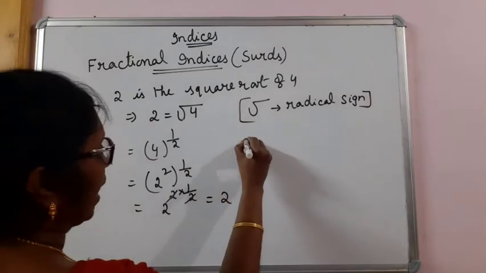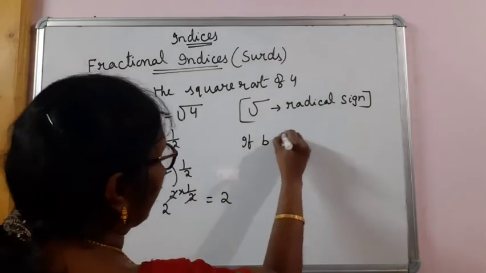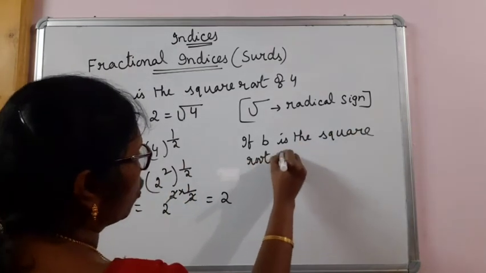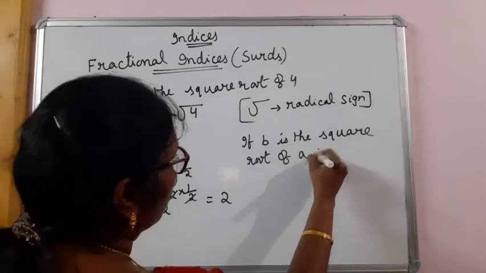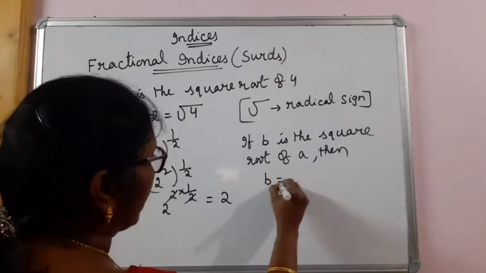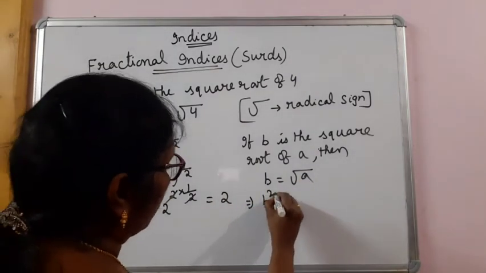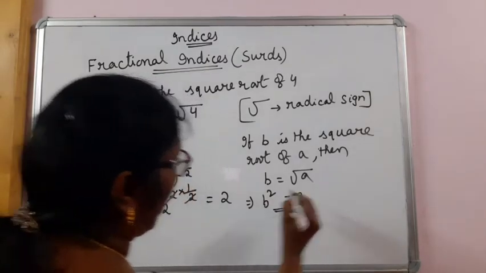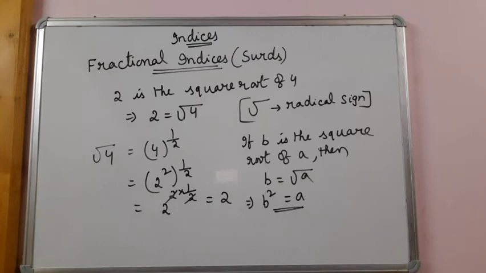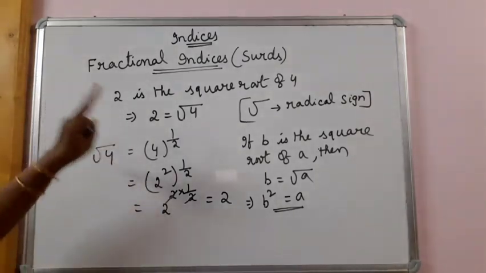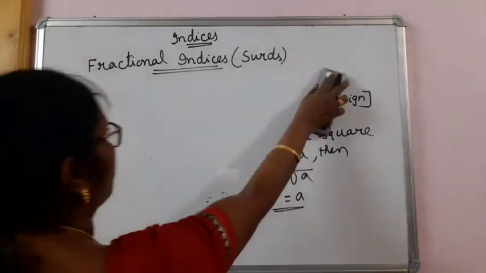So algebraically I can say, if b is the square root of a, then we can write b is equal to square root of a. If you square both the sides, we get b square equal to a. Square root of a into square root of a gives you a. And already I told you this is the radical sign, and for square root there is no need to write anything. I hope this is clear. Now, let me explain something more.